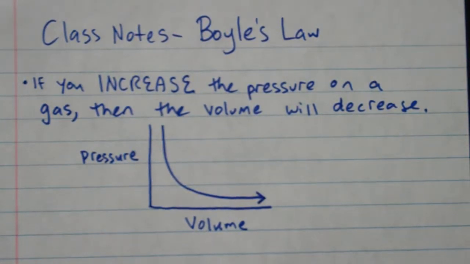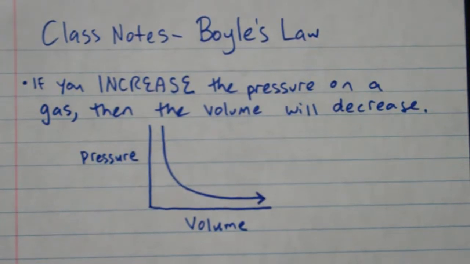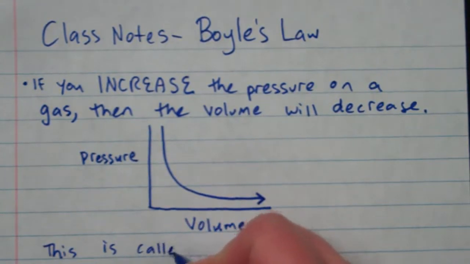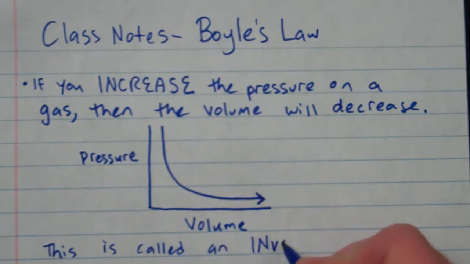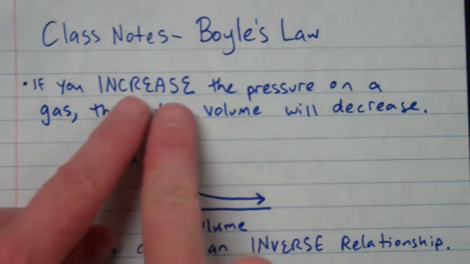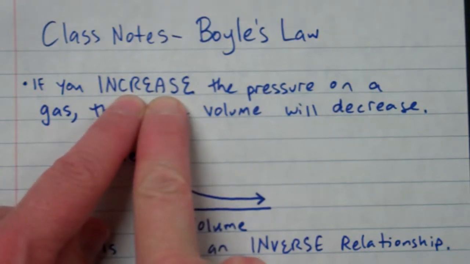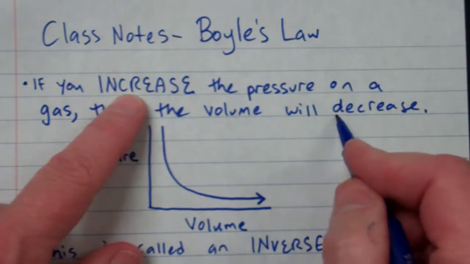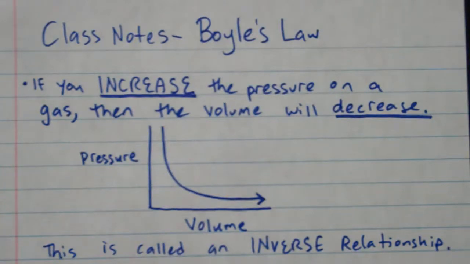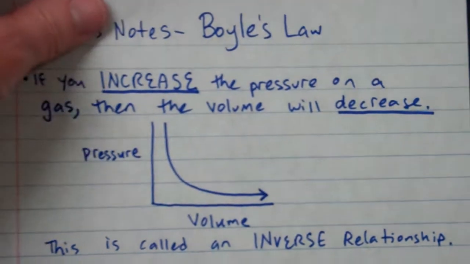So, if you notice it, this is called an inverse relationship. Because if you look at this, you're increasing the one thing, and it's causing a decrease in the other. So they're kind of like responding in opposite directions of each other. So that's a little bit about Boyle's law, and now comes the equation.